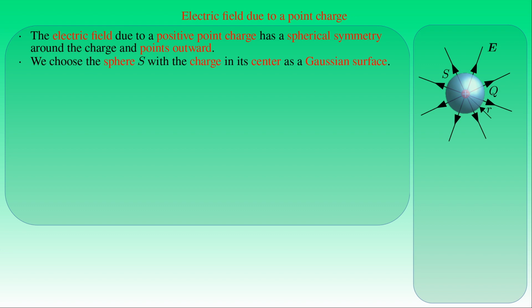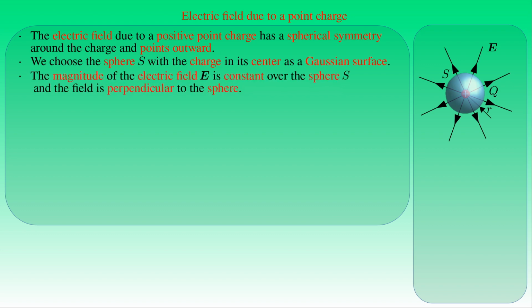As a result of such a choice, the magnitude of the electric field E is constant over the Gaussian surface and the field is perpendicular to the sphere. Gauss's law states that the surface integral of the electric field E over the sphere S is equal to the charge q enclosed by the sphere over epsilon naught.